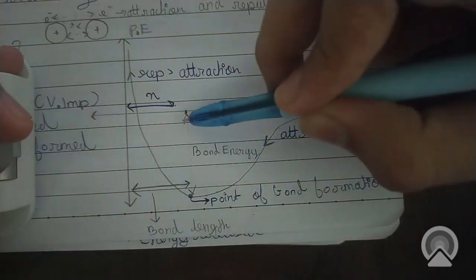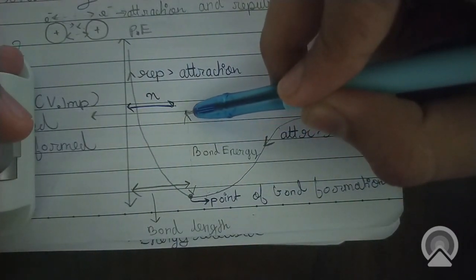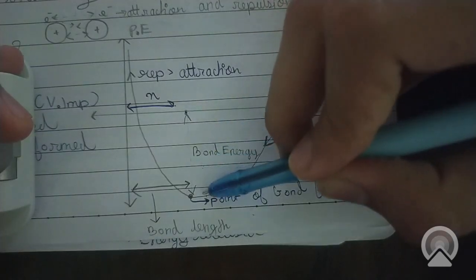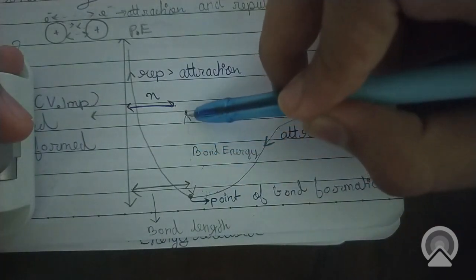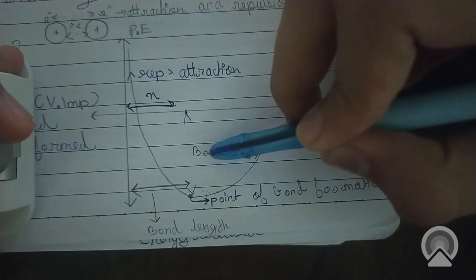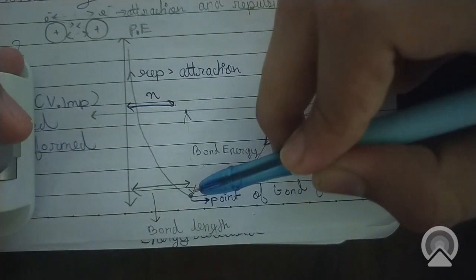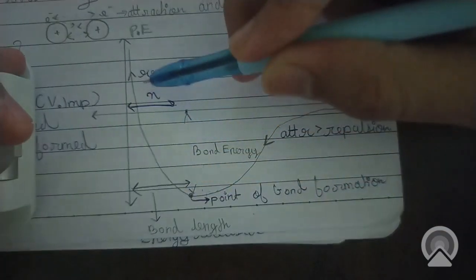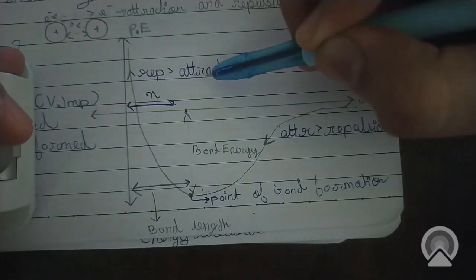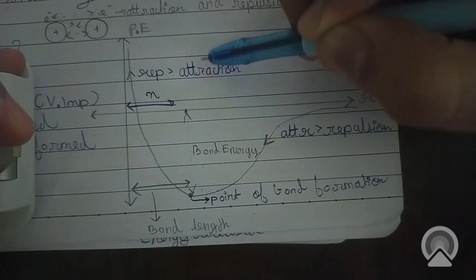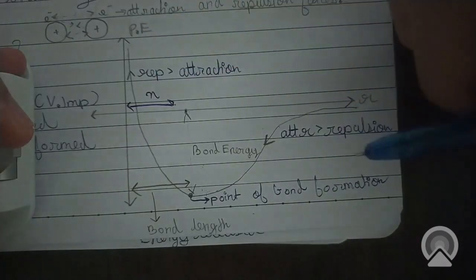From the initial energy to this point of bond formation, this difference is the bond energy. Now, as we go closer, repulsion dominates attraction. So there is a rise in potential energy.